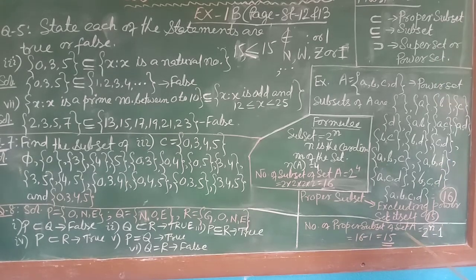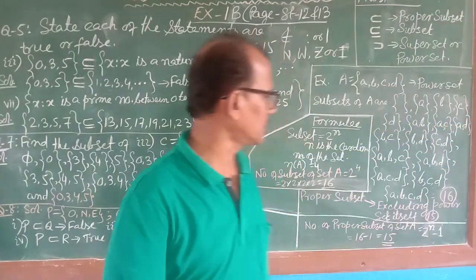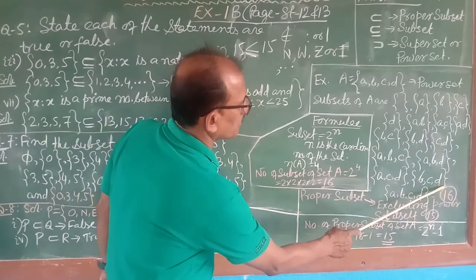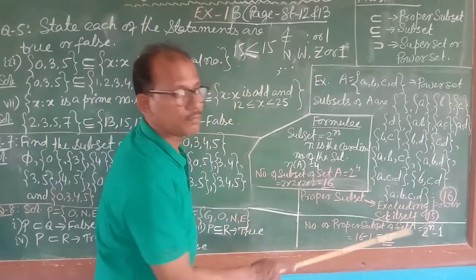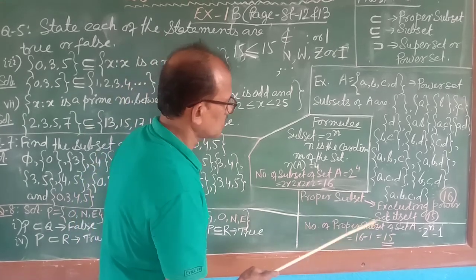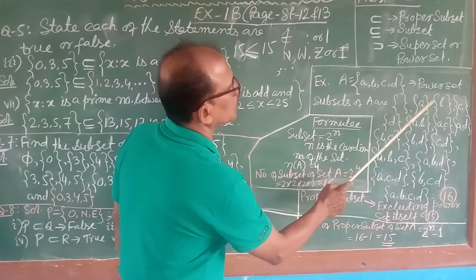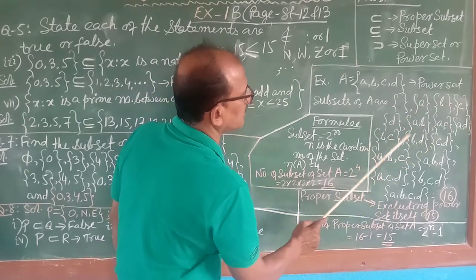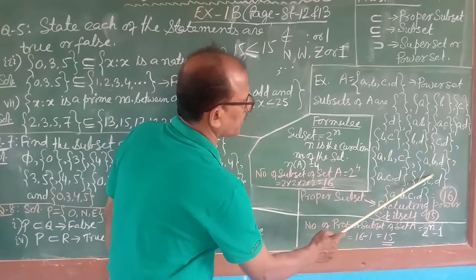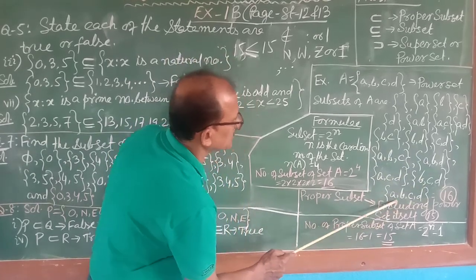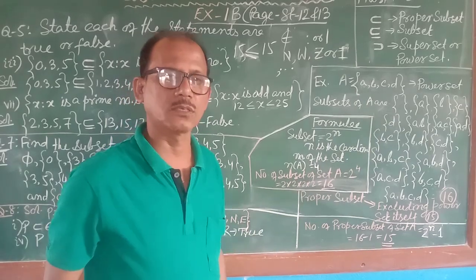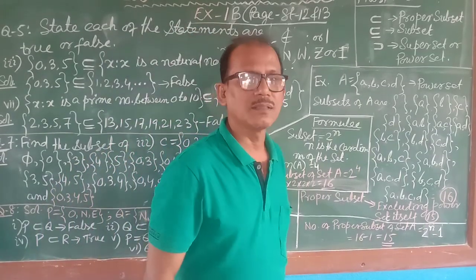The formula says the proper subset count will be 2 to the power n minus 1. As many subsets as you are creating, minus 1. Minus 1 is nothing but the set itself. The set itself has to be excluded for proper subsets. So proper subsets, excluding the power set, will be 15. You count 1, 2, 3, 4, 5, 6, 7, 8, 9, 10, 11, 12, 13, 14, 15, because this will not be included as it is the same as the power set. So proper subsets will not have the power set itself.